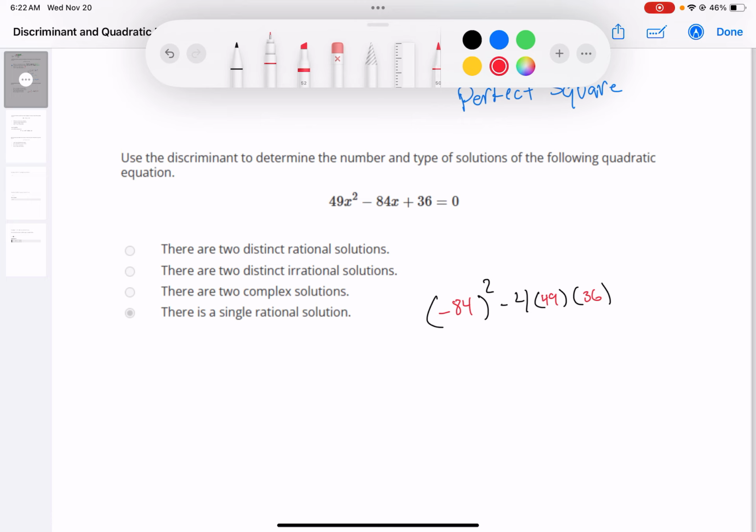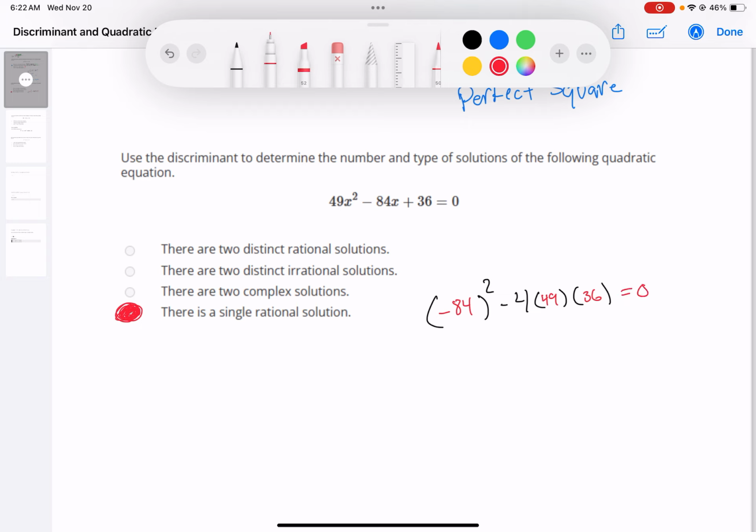So I got negative 84, which is inside parentheses. So negative 84 squared minus 4, and then a would be that 49, and then the c would be 36. And I already know my answer because where I'm pulling these problems from already tells me. So it should be 0. I click enter. This whole thing does equal 0.